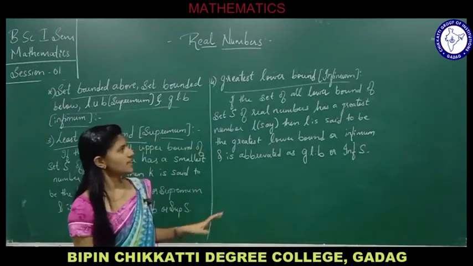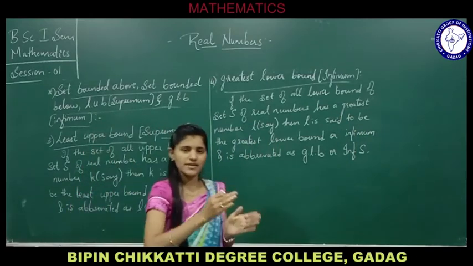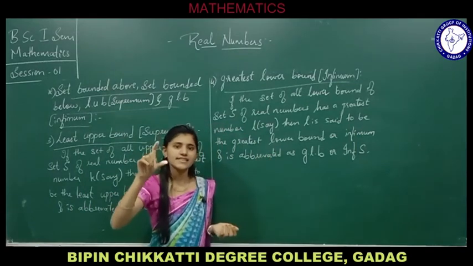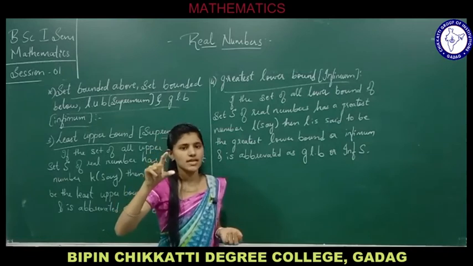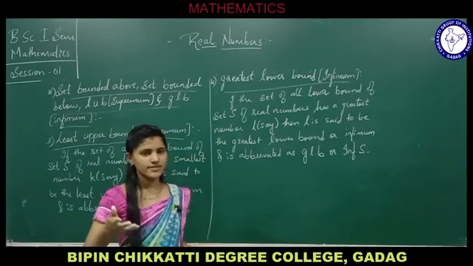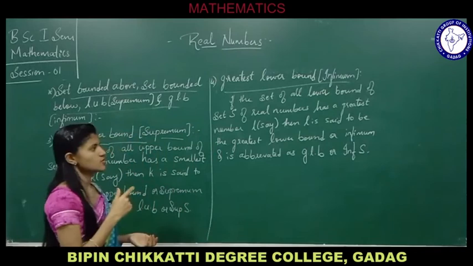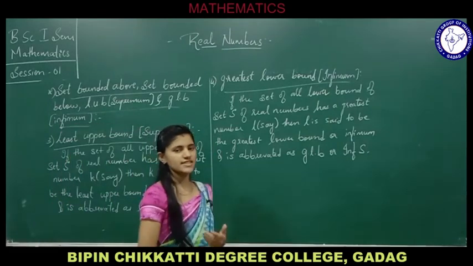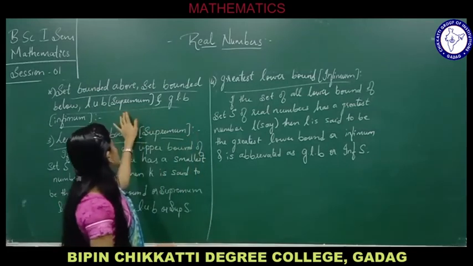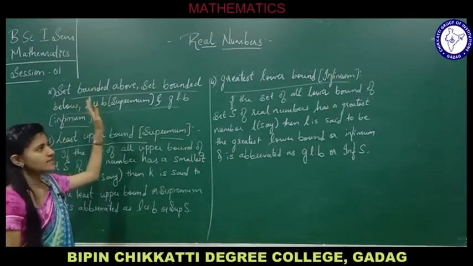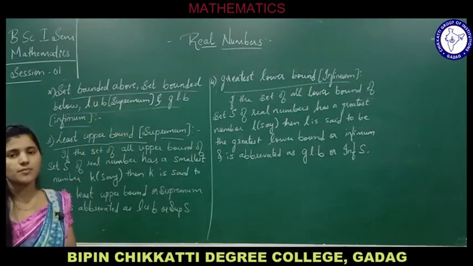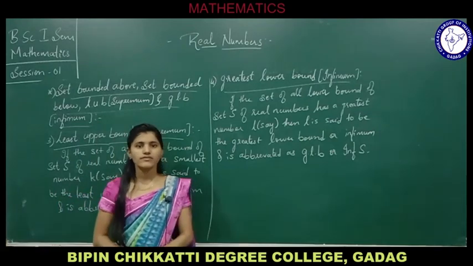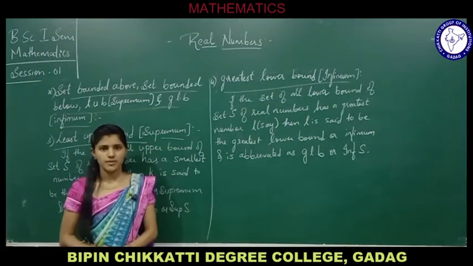What we defined: in the set of all lower bounds, there will be many lower bounds, right? Among them, the greatest number, let us say L, then we say that L is the greatest lower bound, or the infimum of S. So what we studied: closed set, set bounded above, set bounded below, least upper bound, and the greatest lower bound, which is also called infimum.